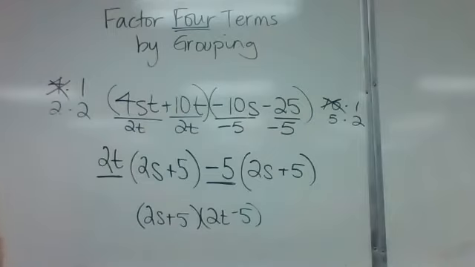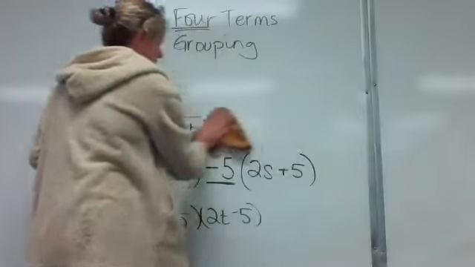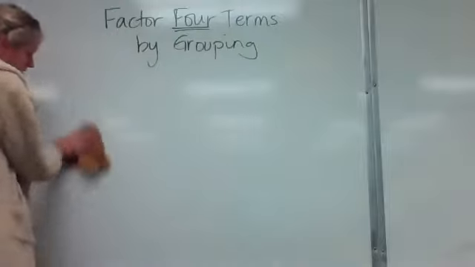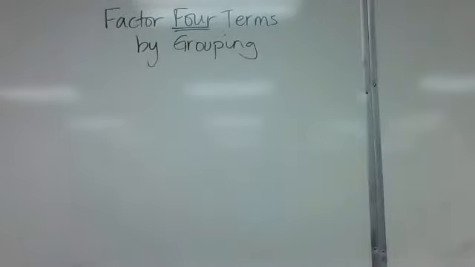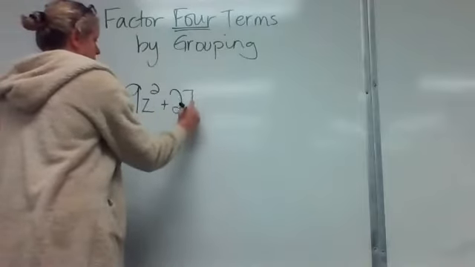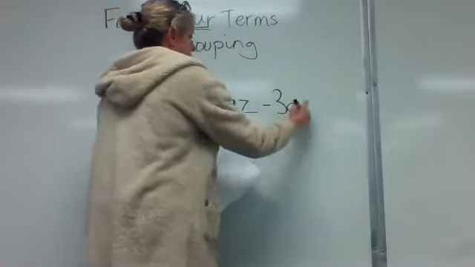All right, we got 2 more. Number 9, 9z squared plus 27z minus az minus 3a.